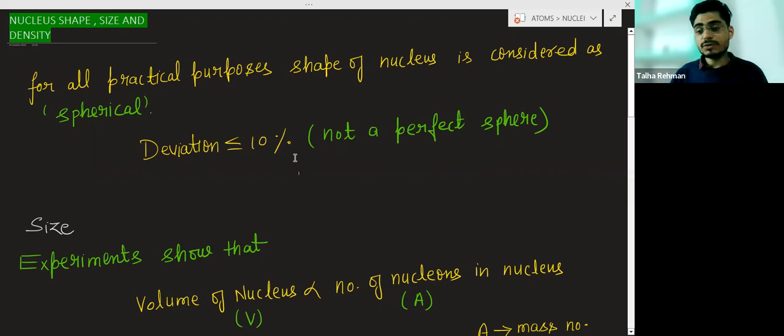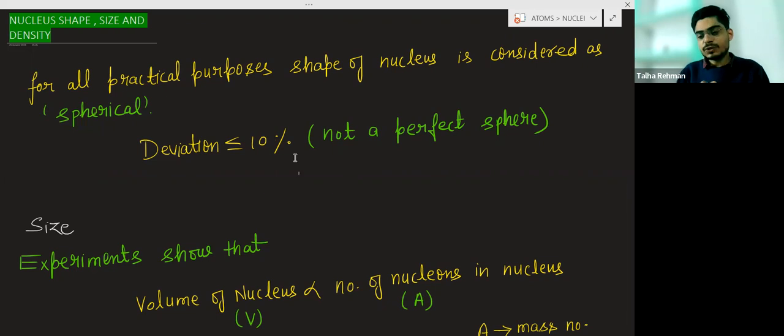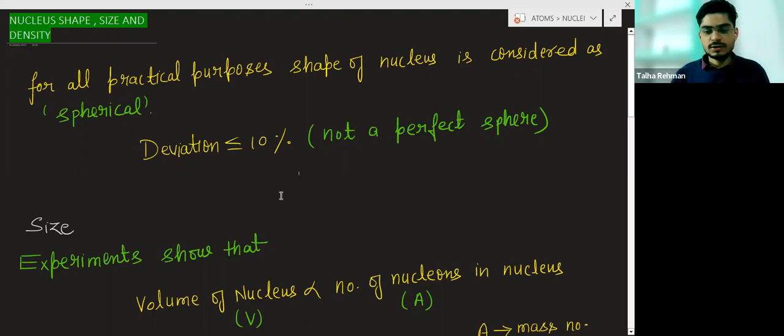Now the size of the nucleus. If I have given you one sphere, how will you calculate the size of that sphere? You will calculate either the volume or the radius. So for finding the size of the nucleus, we will calculate the radius of the nucleus.